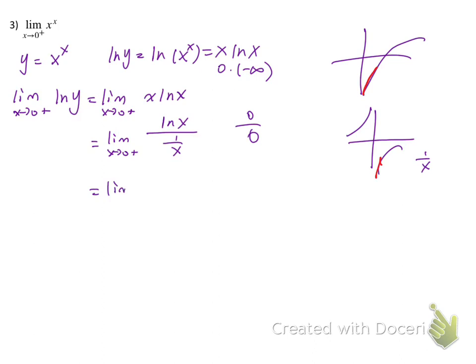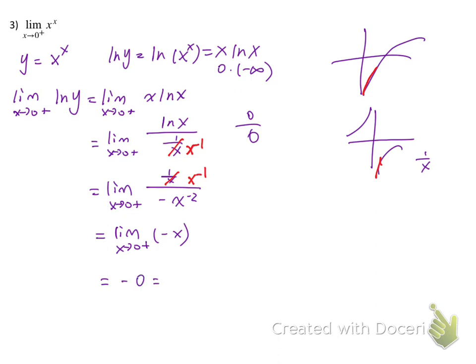Then I differentiate both. Log x gives me 1 over x. This is x to the negative 1, taking the derivative gives negative x to the negative 2. So x to the negative 1 over x to the negative 2 actually gives you x. This is negative x. And as x approaches 0, negative 0 is still 0.